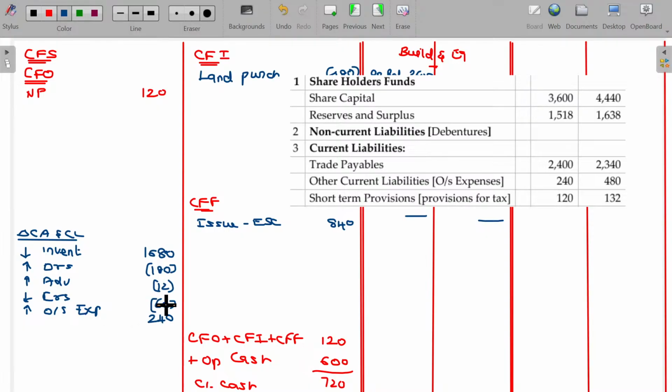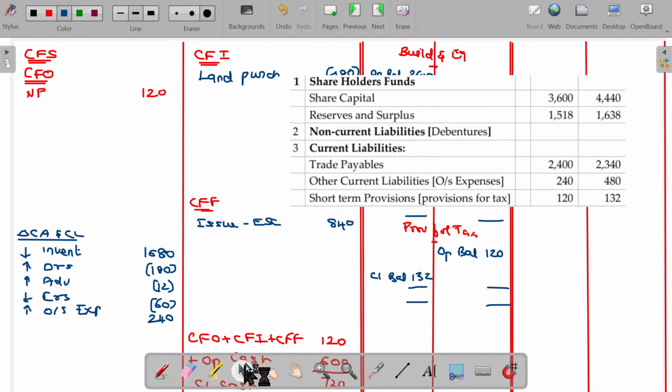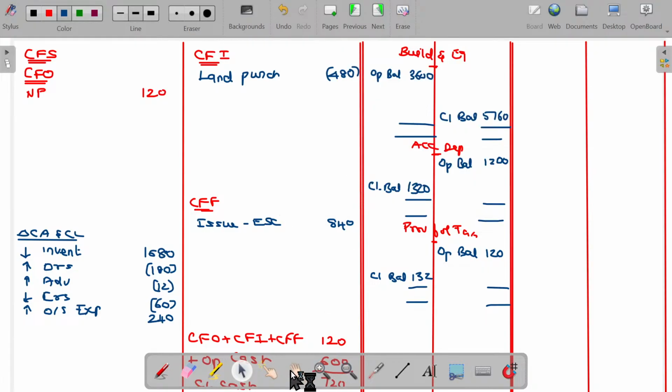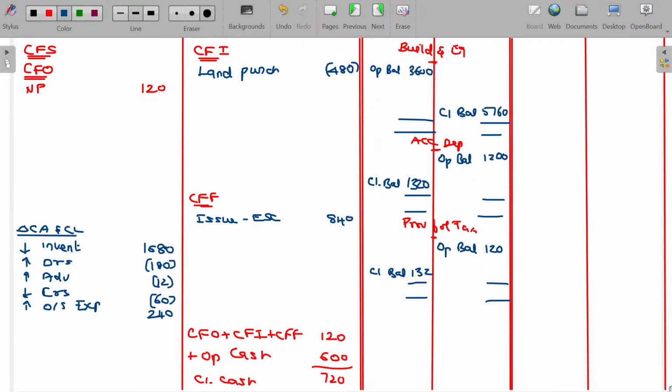Short-term provision. Okay. Short-term provision in this case being 120 in the beginning, end being 132. I may open an account for this provision for taxation. As it is a liability, the opening value should be on the credit side. Closing value should be on the debit side. 132. Hope now you'll be able to understand this one. It's getting closed. Clear?